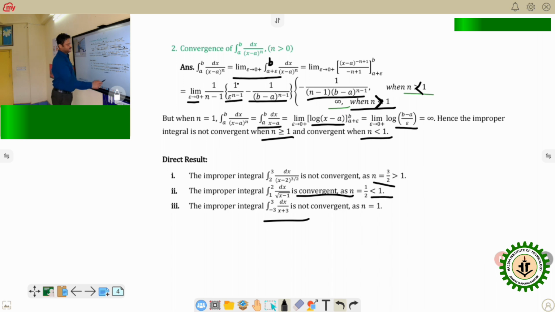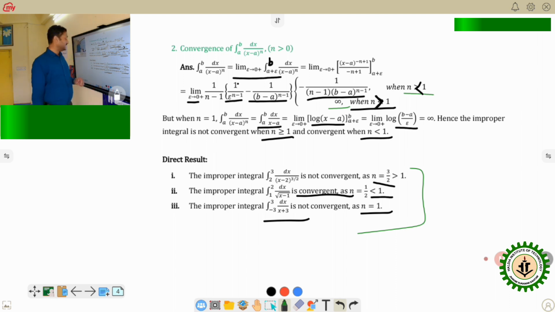And the improper integral from minus 3 to plus 3 of dx by (x plus 3) is also not convergent, as the power of (x minus a), that is (x minus a) to the power n, is equal to 1. So this way, quickly, without finding the integral, we can give the conclusion about the convergence of improper integrals.